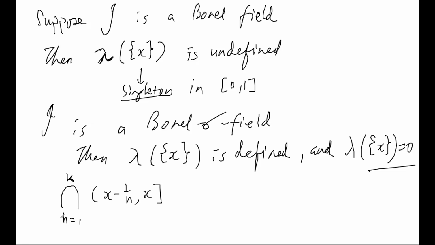Or actually, I might just use k as the index here and put n there. It doesn't matter. This may be more familiar. Okay, so think of this intersection. So you have 0 to 1, and this is your particular x value.